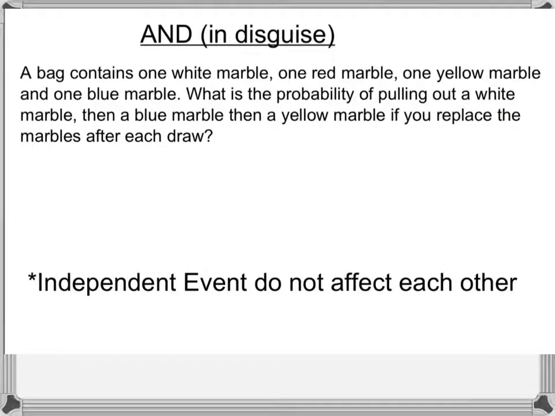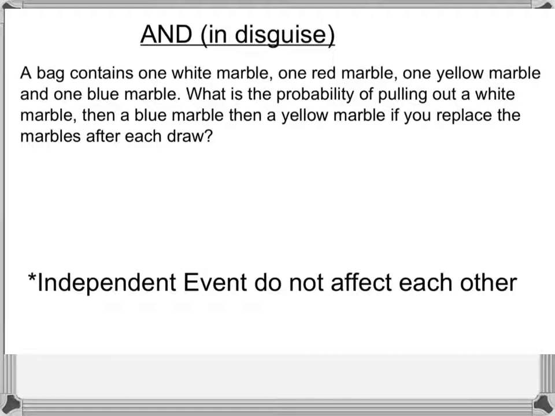Let's look at another AND statement in disguise. Let's say that a bag contains 1 white marble, 1 red marble, 1 yellow, and 1 blue marble. What is the probability of pulling out a white marble, then a blue marble, then a yellow marble if you replace the marbles after each draw? Okay. Now, these are independent events because you're replacing the marbles after each draw.